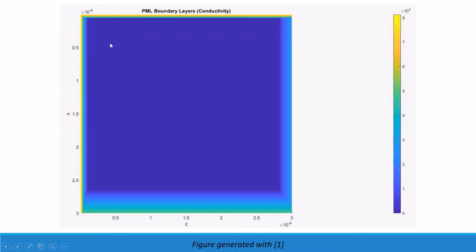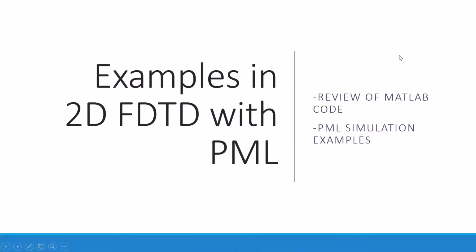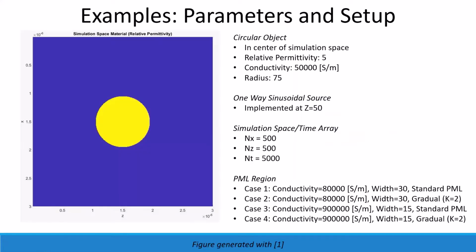So now we're going to move into the MATLAB 2D FDTD that I've been using to prepare these graphs, and we'll go over some examples of the PML in use for simulation. To set up our example here, we have a simulation space, 500 by 500 with 5,000 time steps. We have X direction here and Z direction here.